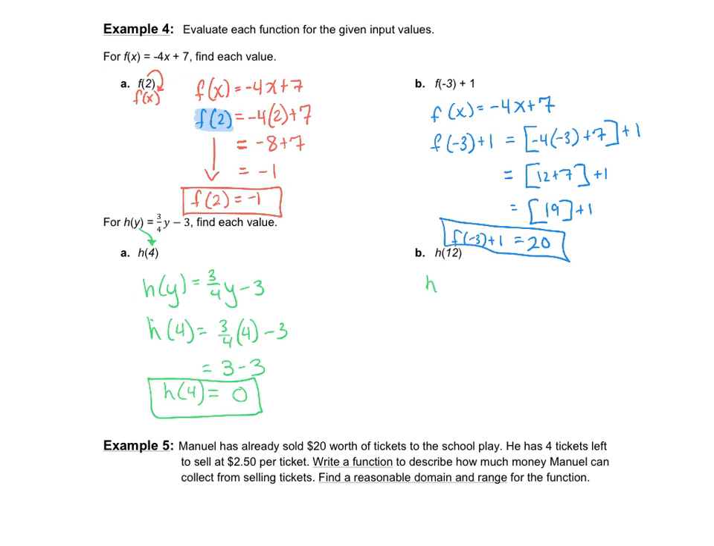Now h of 12, again, I start with the original function. H of y is 3/4 y minus 3, and I'm going to plug 12 in. So h of 12 equals 3/4 times 12 minus 3. 3/4 of 12 is 9. I can cross simplify, that's what I'm doing. So divide by 4, so 3 times 3 is 9 over 1, which is 9, minus 3, and h of 12 equals 6.